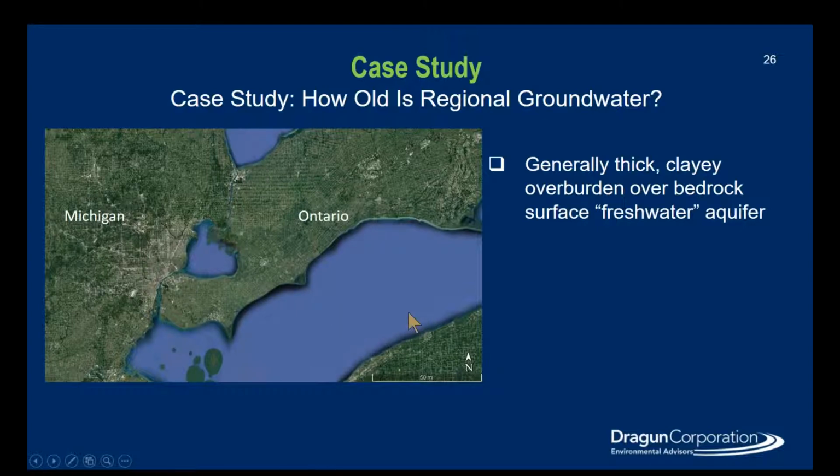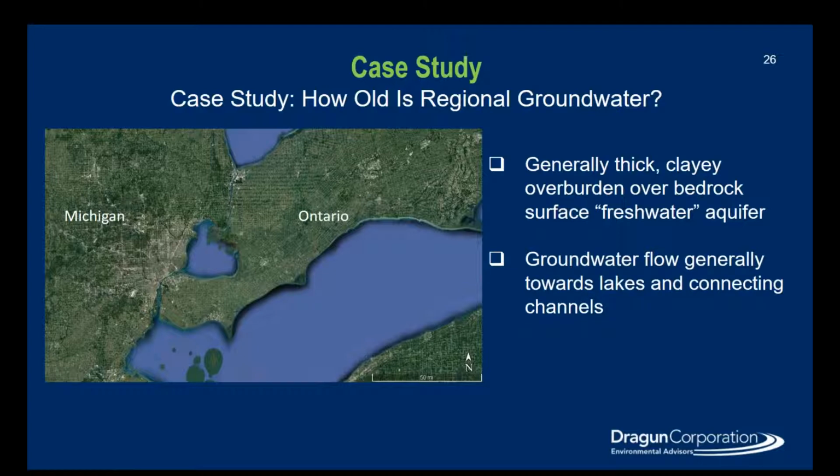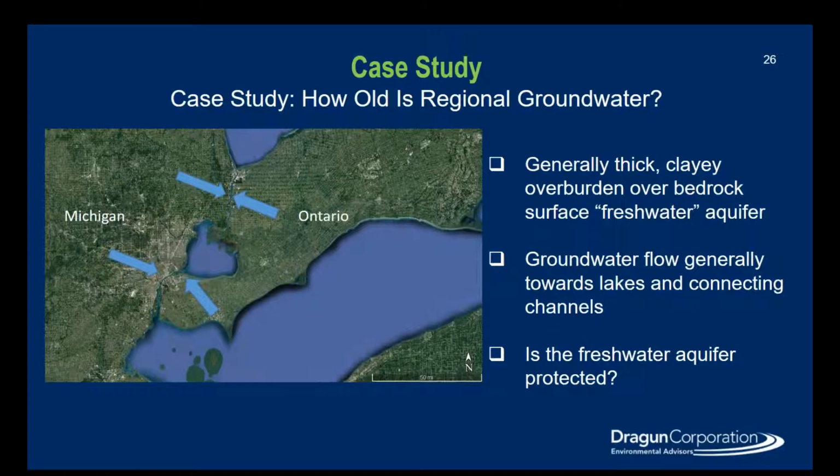And generally what you have in this area, it's glaciated. There's a thick clayey overburden, 100 feet or 30 meters, overlying a freshwater aquifer that's at the surface of the bedrock. And groundwater generally flows towards the lakes and connecting channels, as we see in the arrows. So what we want to know in this area is: is the freshwater aquifer protected from surface sources of contamination?